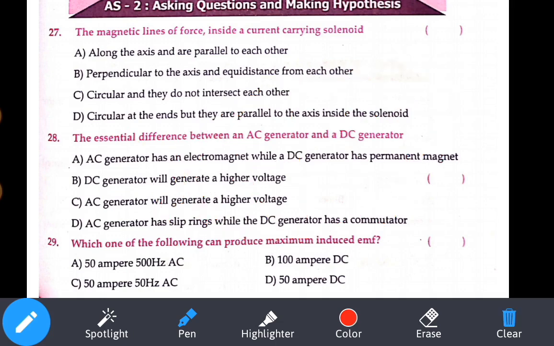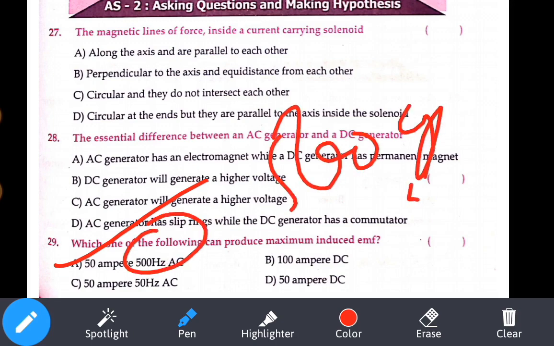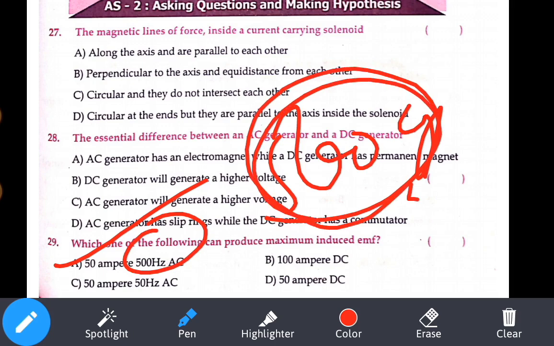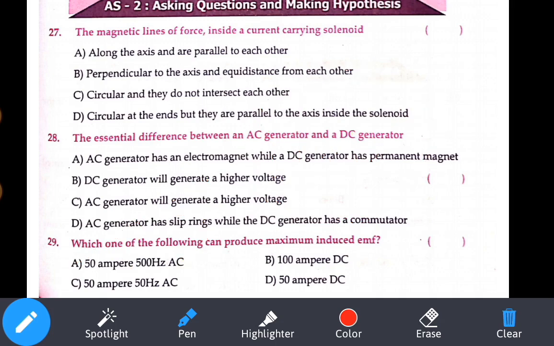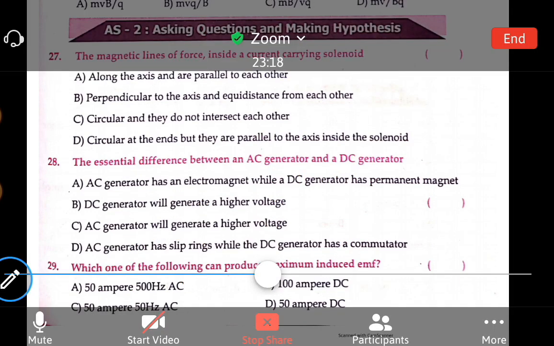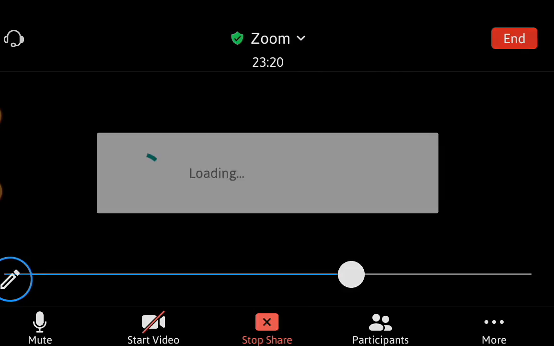If you observe the options, 500 Hertz is the only correct one. 500 means what? 500 cycles per second. So now a large amount of flux is being changed per unit time. So we can say that 500 Hertz is our answer. And that page is over. Next page.